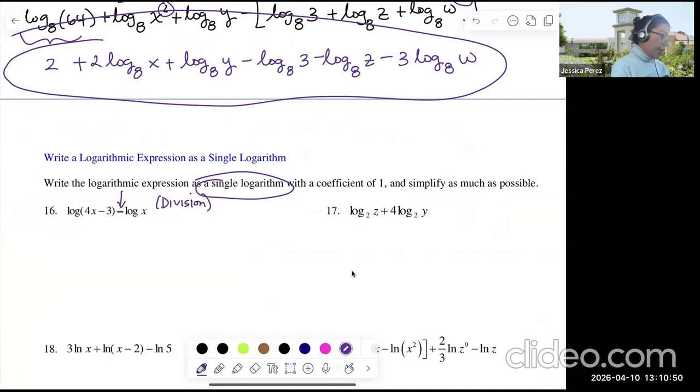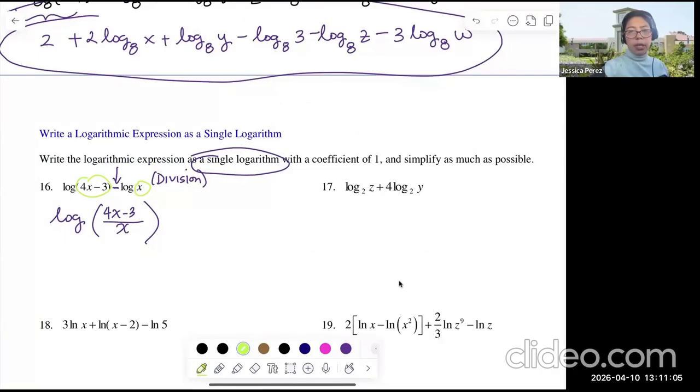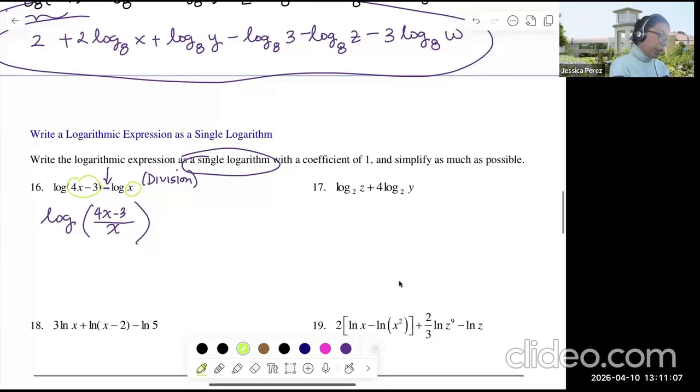So that means I have a log. On the numerator, I will have a 4x minus 3 over an x. So this argument, this x and the 4x minus 3, determines the numerator and the denominator. Now, on number 17, I have a plus and then a 4. So remember, if I have a plus, that means a product.